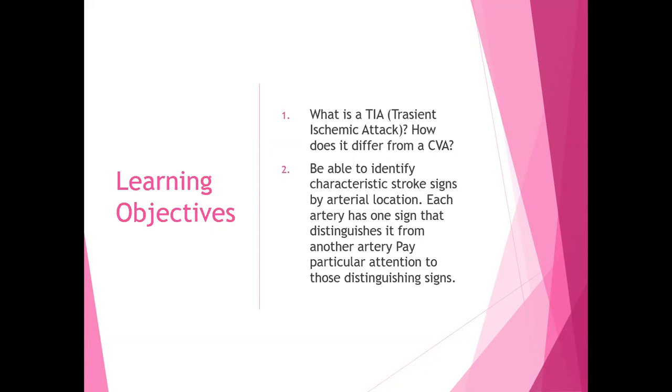I'm not going to really expect you to be able to diagram or describe in detail the circulatory system of the brain, but I do want you to be able to identify characteristic stroke signs by arterial location. So there are a lot of stroke symptoms that are similar to one another, but each major artery has one sign that distinguishes it from the other arteries. So pay particular attention to those distinguishing signs, and I'll try to point them out as we go along.